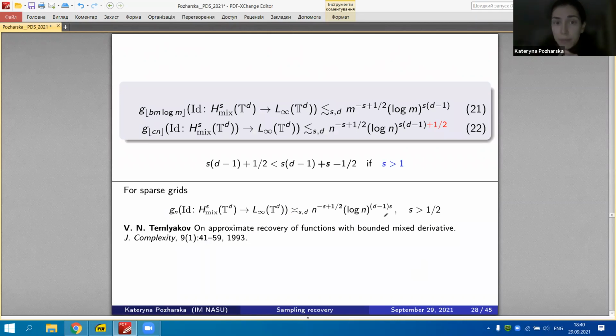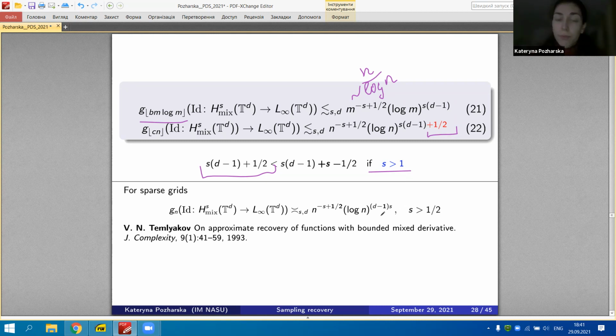If we use Weaver's downsampling procedure, then we don't have this oversampling and get an additional square root of log. It can seem that estimate 22 is worse than 21, but see that here we have n and here we have m log m, so m is of order n over log n. And actually estimate 24 is better than 21 for sufficiently smooth classes, that is, for s bigger than one. And we know the estimate for sparse grids for these classes. It is by Temlyakov, and it is slightly better. So we don't have one half for sparse grids.